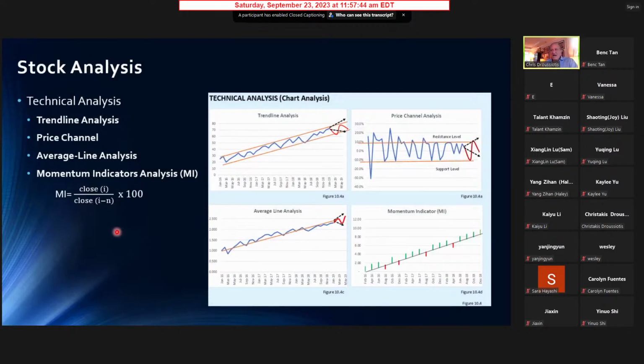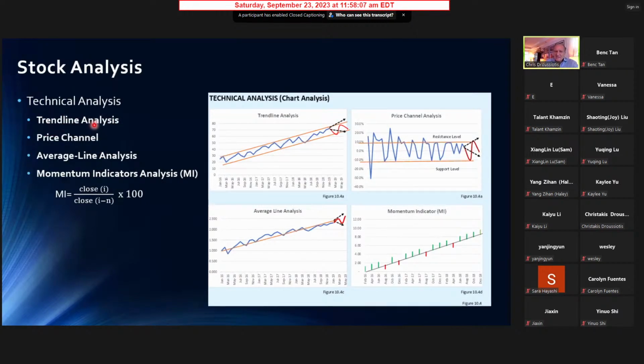Let's look at technical analysis. There are some concepts of technical analysis. There are more than four, but four traditional analyses that Wall Street uses. The first one is called the trend line analysis.